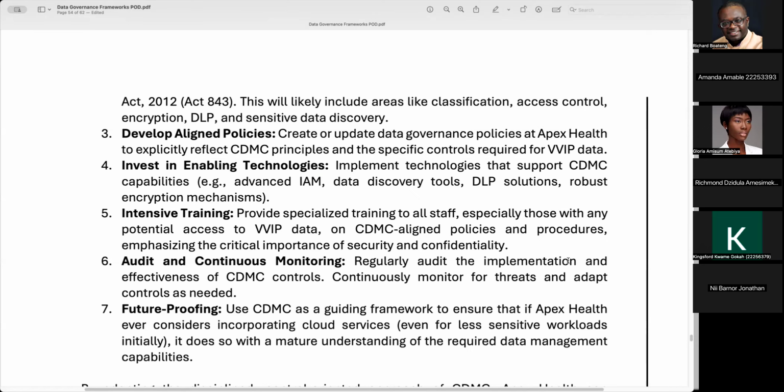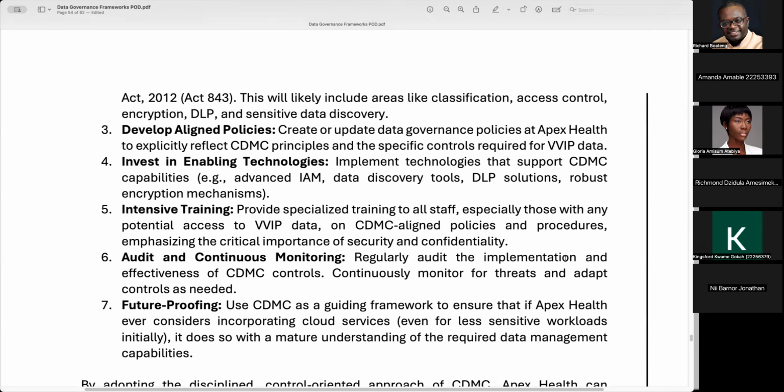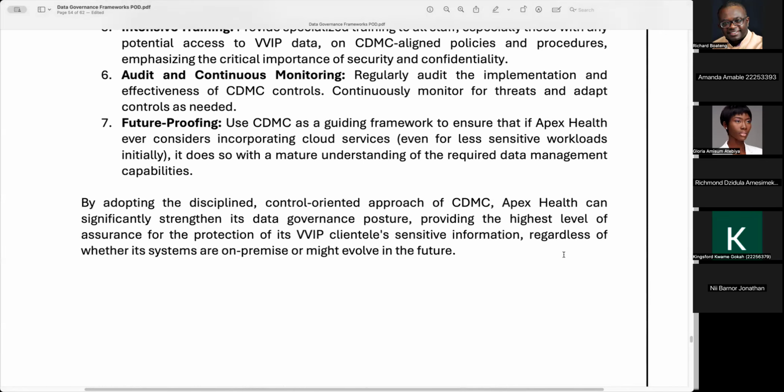Exactly. CDMC's strength for Apex Health, even applied on-premise, is its highly disciplined, control-oriented approach and its focus on building measurable, auditable capabilities. This provides the highest level of assurance for VVIP data protection, significantly strengthens their overall data governance posture, and provides a clear framework for demonstrating compliance and managing extreme data risks effectively.